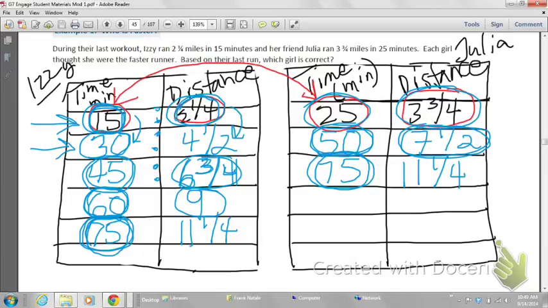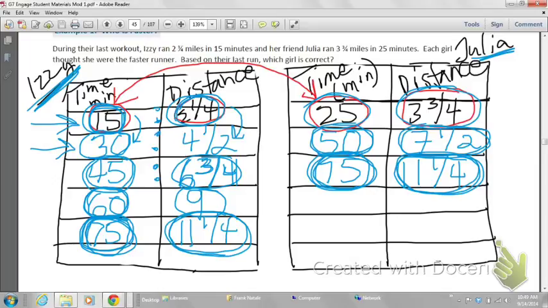And what do you notice here? That Izzy, in 75 minutes, goes 11 and 1/4 miles. Okay, Julia, in 75 minutes, goes 11 and 1/4 miles. So in this case, if we're going to find a common denominator, you can tell.